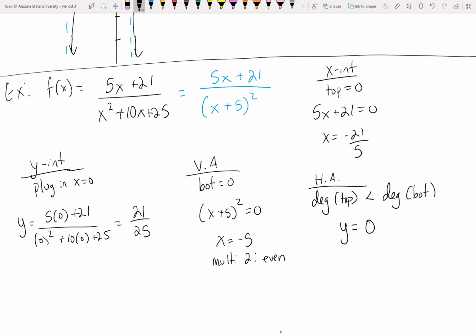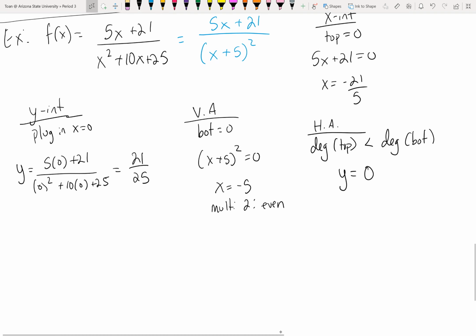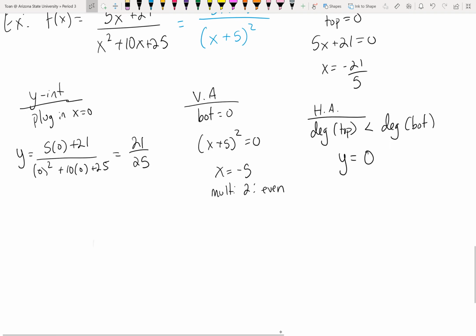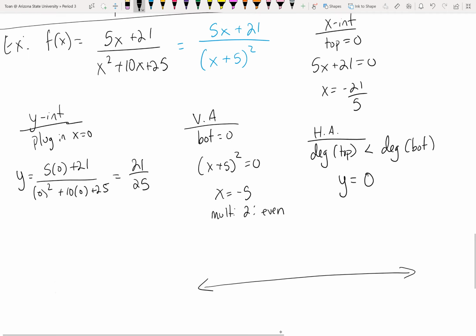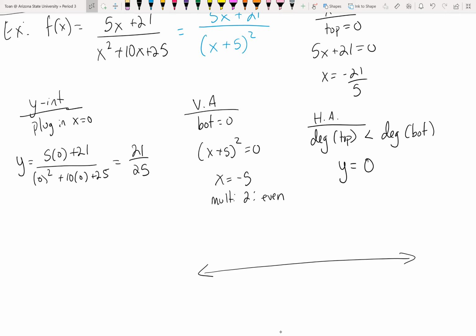The rest is just a sine diagram. So I hope you guys can see it doesn't take a lot of work. Just some thinking. Make your sine diagrams. Only two things go on it, your x-intercepts and your vertical asymptotes. So my vertical asymptote was negative 5. My x-intercept was negative 21/5, which is like what? Negative 4.25. So I have a negative 5 here, negative 21/5 there. Vertical asymptotes are always open. X-intercepts are closed.